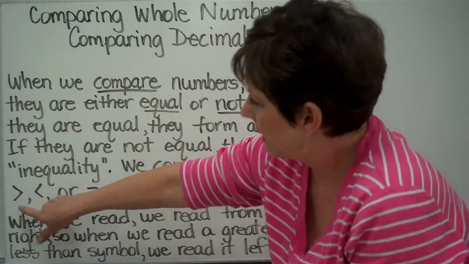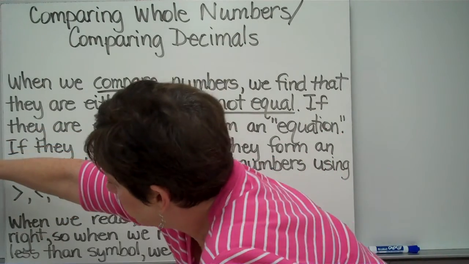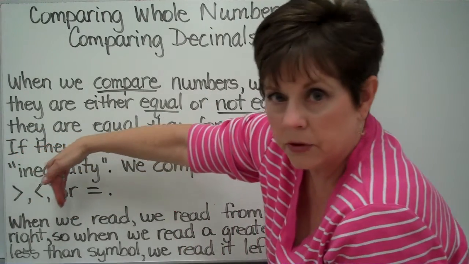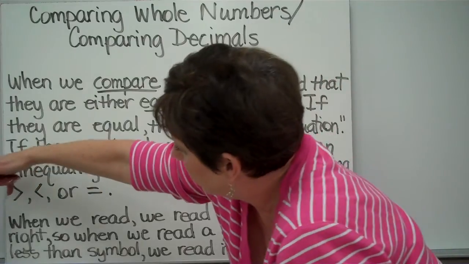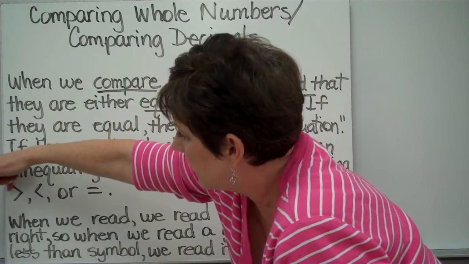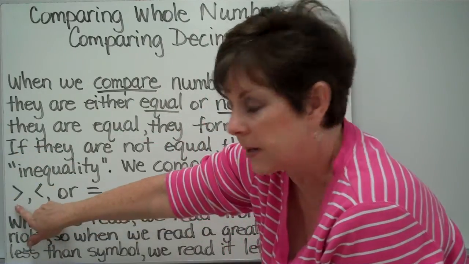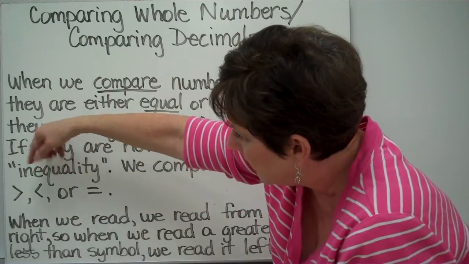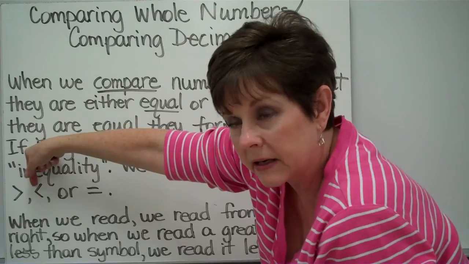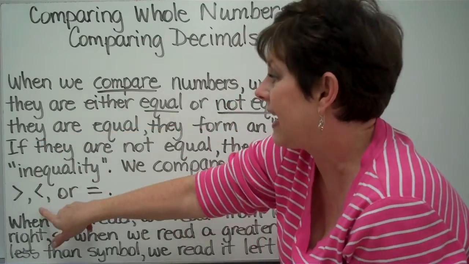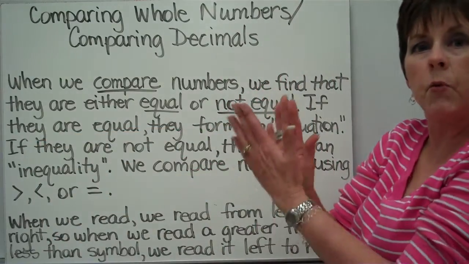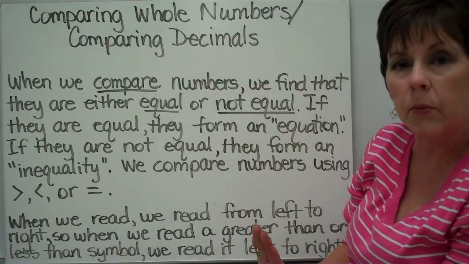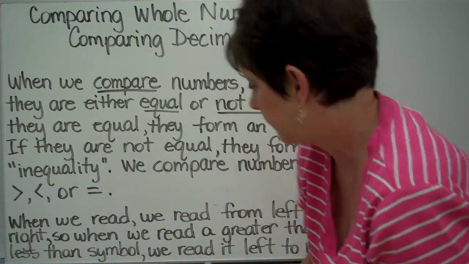If we were to look at this symbol right here, we start on the left and we go to the right. We can tell that the wider side is here, so this would be a greater than symbol. Here, if we start on the left and we go to the right, we can see that the smaller end is on the left. This would be a less than symbol. So when you look at it from left to right to decide what it is.